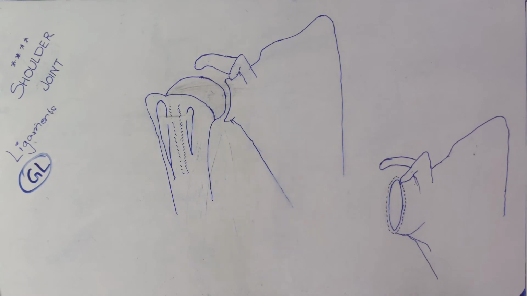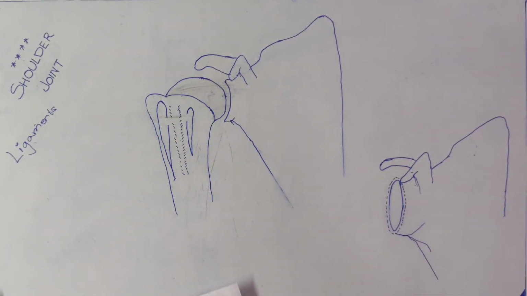This is all about the ligaments. There are 4 ligaments, I repeat again: capsular ligament, coracohumeral ligament, transverse humeral ligament, and glenoidal ligament.